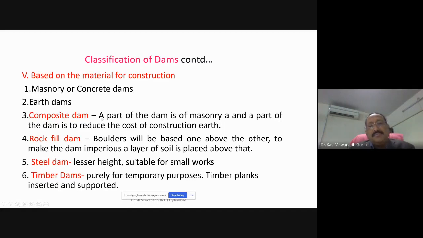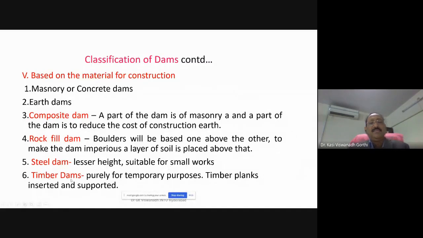So what is this composite dam? You may have part of it masonry or concrete and a part of it may be earthen construction. So this will help to reduce the cost. Nagarjuna Sagar Dam belongs to the category of a composite dam. Then rockfill dam, where big boulders will be used. They will be placed and completely roll filled. So it is a rockfill dam. Thereby an impervious layer will be formed. Steel dam. So the material used is steel, lesser height, suitable for smaller works.